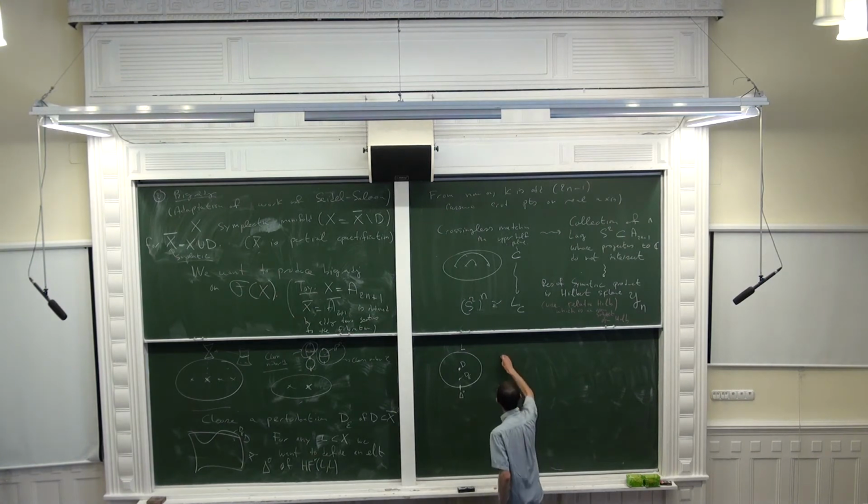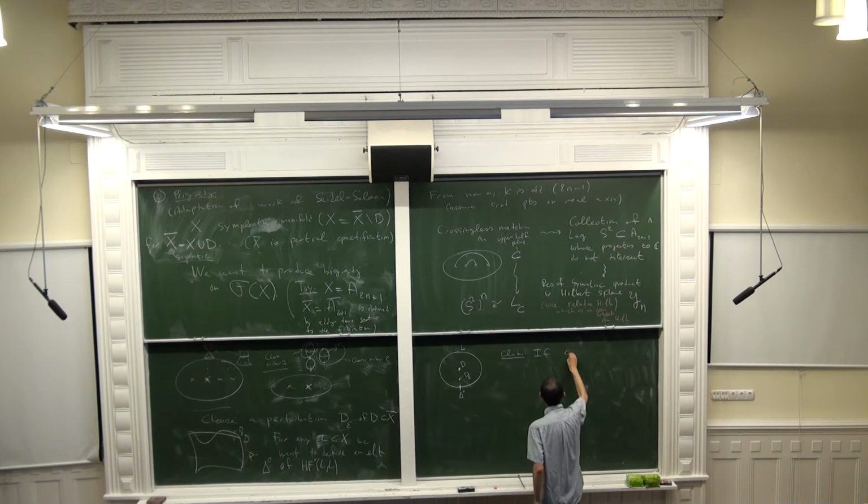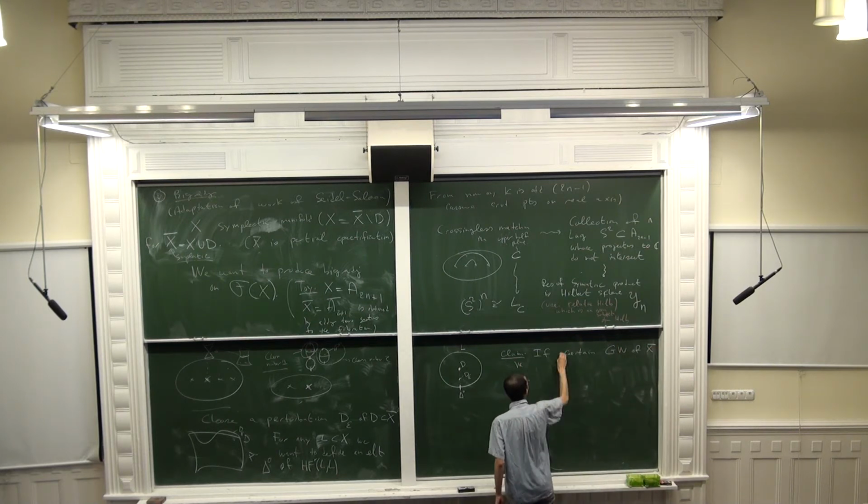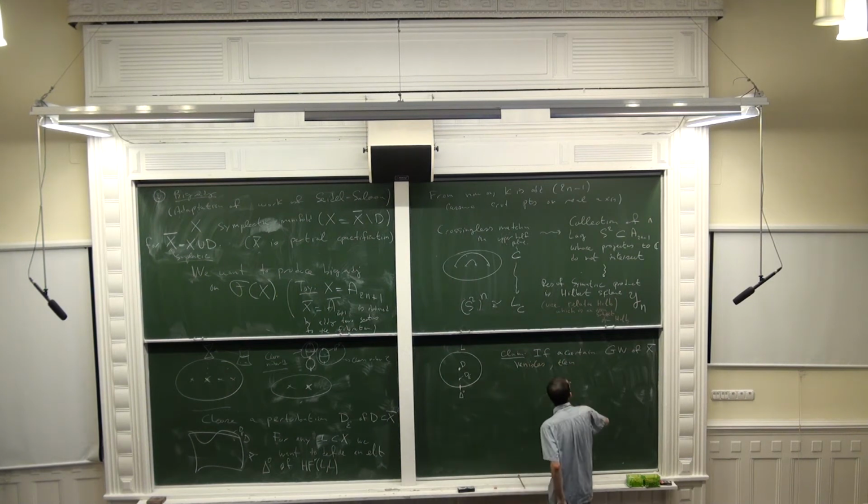So the claim is that if a certain Gromov invariant of X bar vanishes, or a certain count vanishes, then the Floer homology of L is zero.